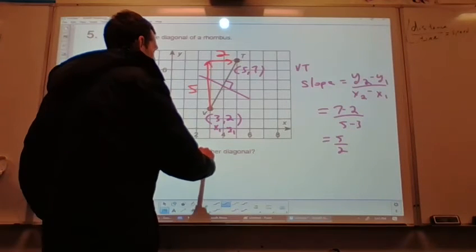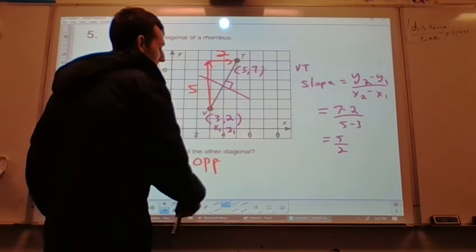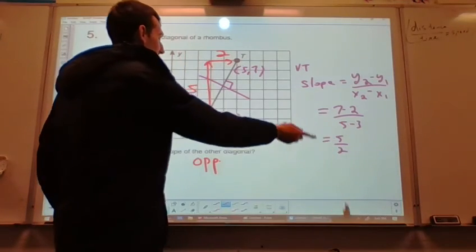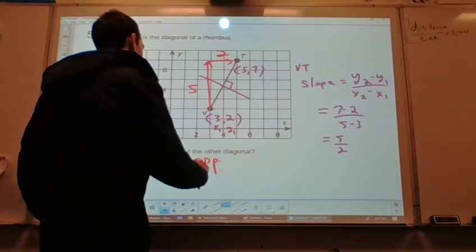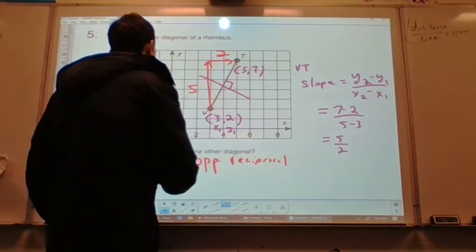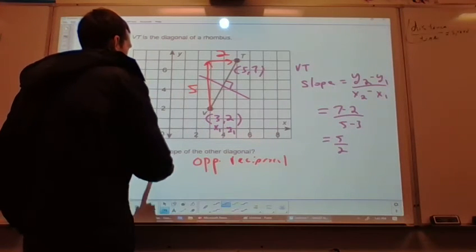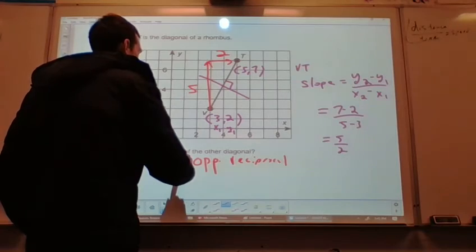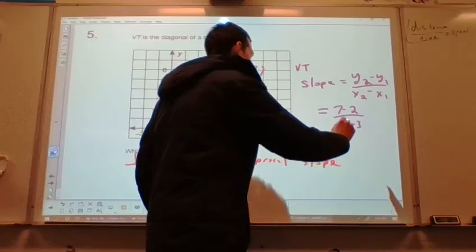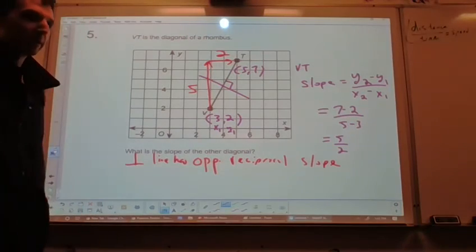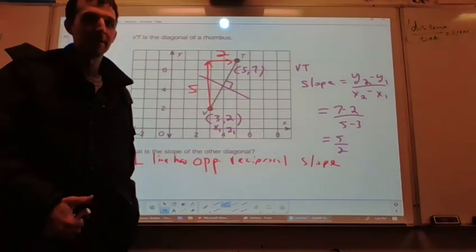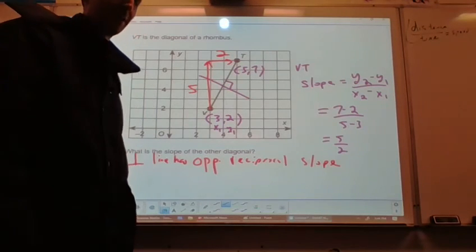Okay, so the other diagonal, when diagonals are perpendicular, you want to take the opposite of the one that they're giving you. To find the perpendicular, it's the opposite reciprocal. Okay? So a perpendicular line has opposite reciprocal slope. All right? So you need to change the sign, you need to flip the fraction. That's your answer. Okay? So hopefully you're listening to me now.